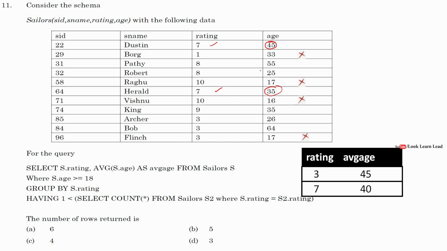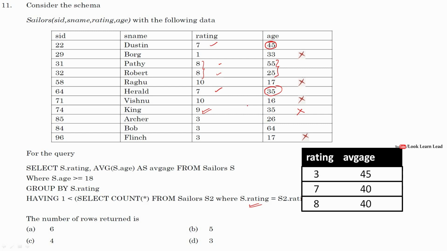The next greater number is 8. We have 2 eights over here, this and this. So our third tuple would contain 8 and the average of 55 and 25. Let's move on to the next. The next higher number is 9, but we have only 1 nine. According to this statement, there should be more than 1 nine, so we won't take this into consideration.